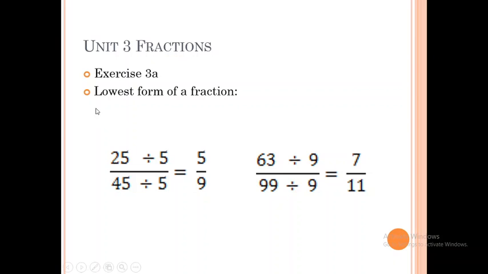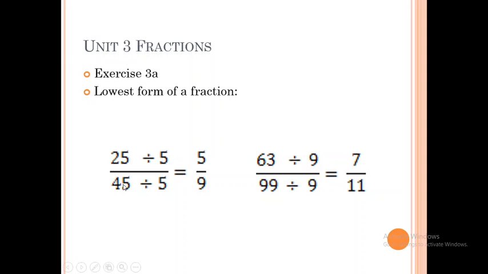The first topic is the lowest form of a fraction. How to convert the given fraction into its lowest form or lowest term. The fraction given is 25 by 45.